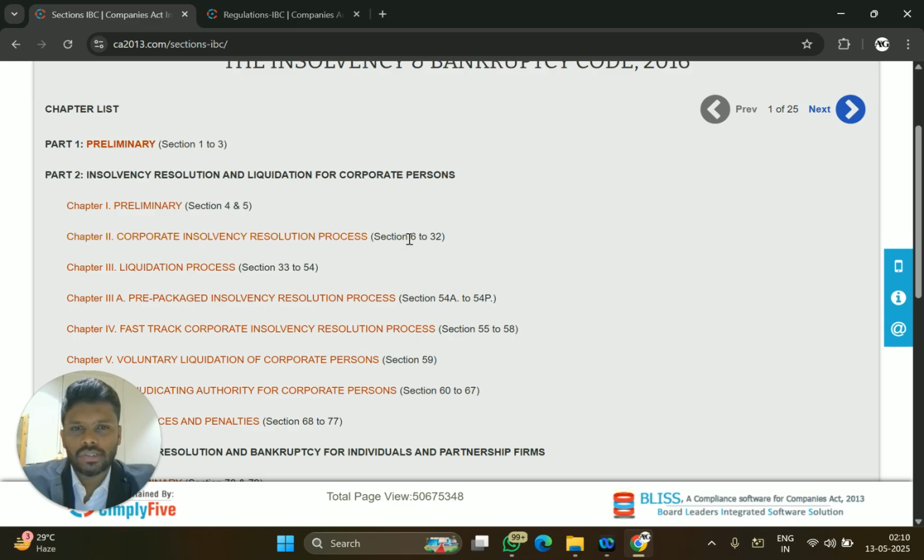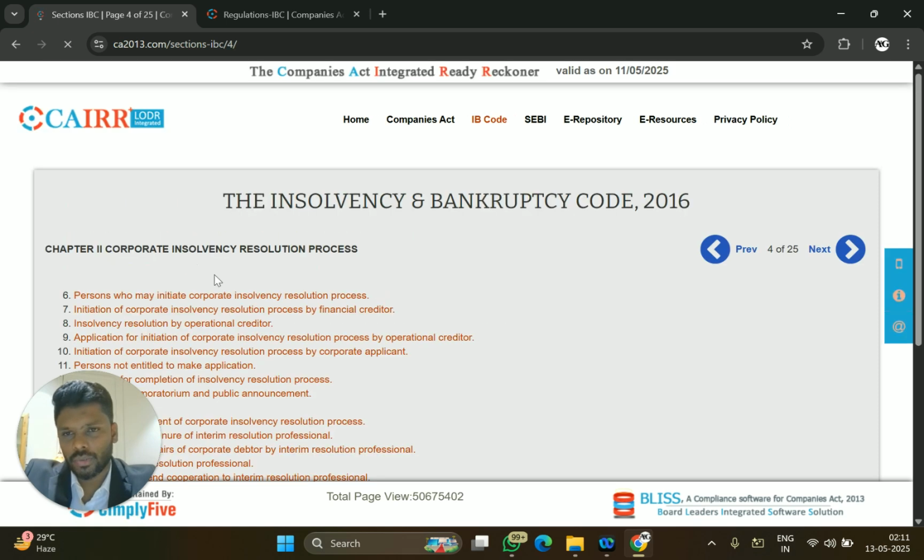Chapter two, sections 6 to 32, mainly deals with the insolvency resolution process. Chapter three, liquidation, mainly deals with sections 33 to 54. As far as this lecture is concerned, our main topic is how to draft a liquidation application. We will not enter into how the liquidation process is conducted. We will confine ourselves to how liquidation applications are drafted, and only to give you a fine understanding of that, we will have a small insight into how corporate insolvency resolution processes are conducted. So let us enter into it.